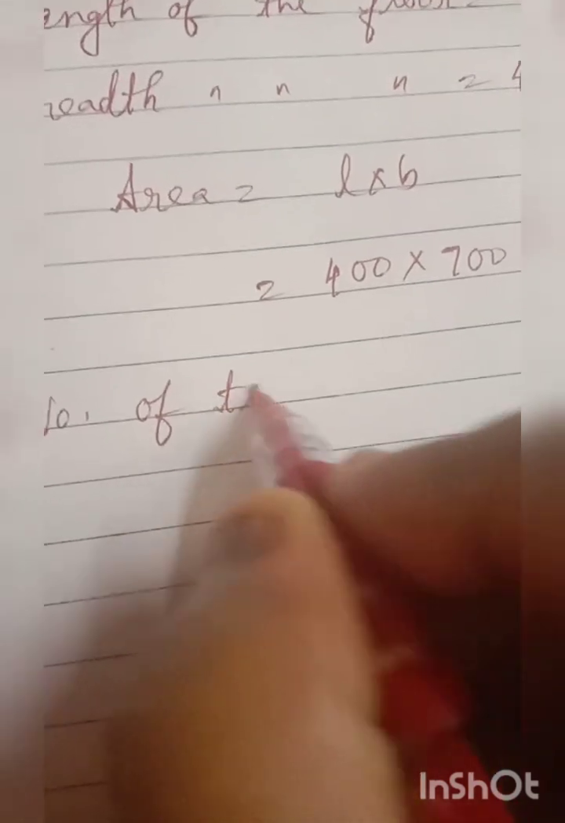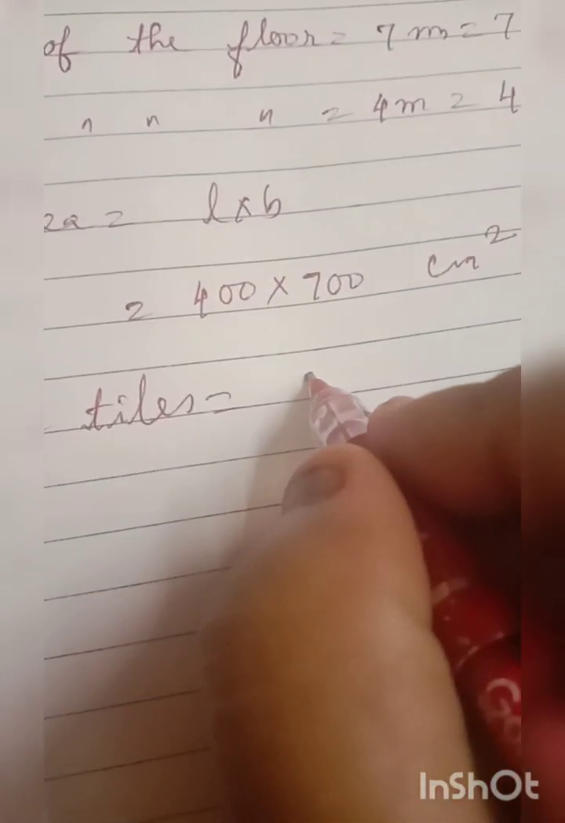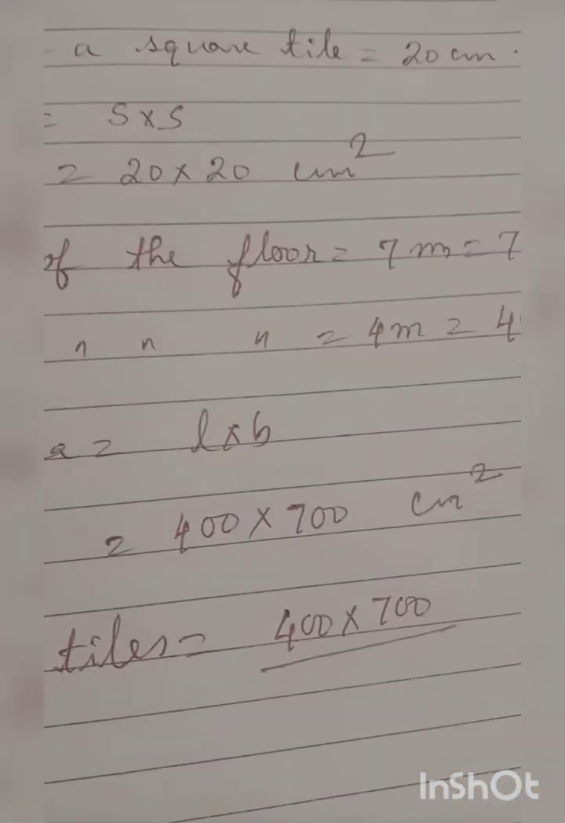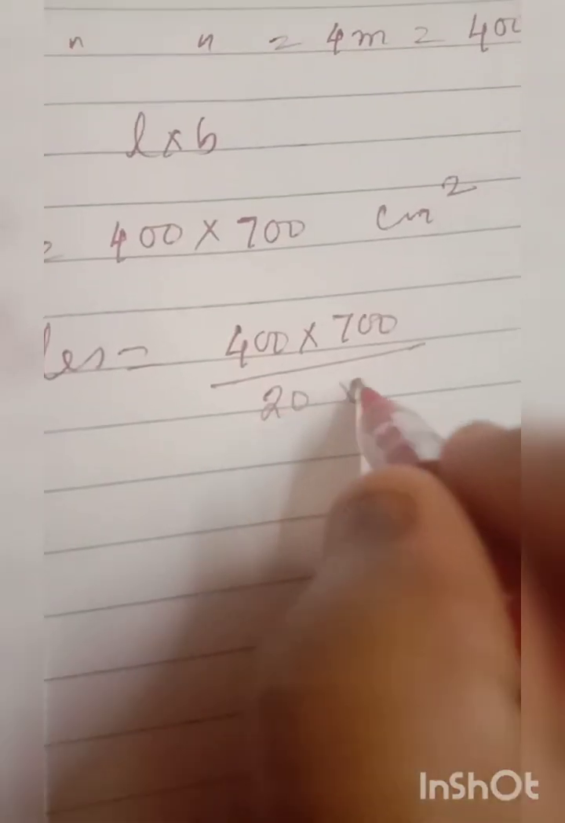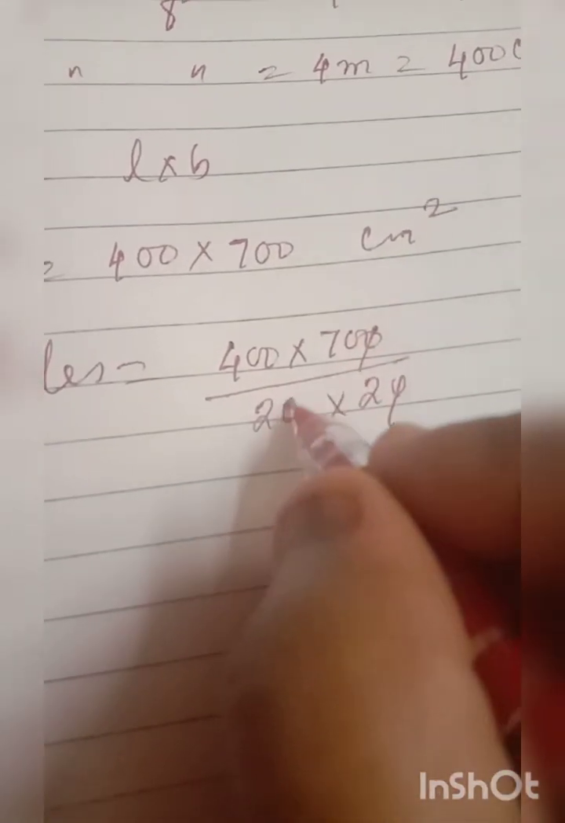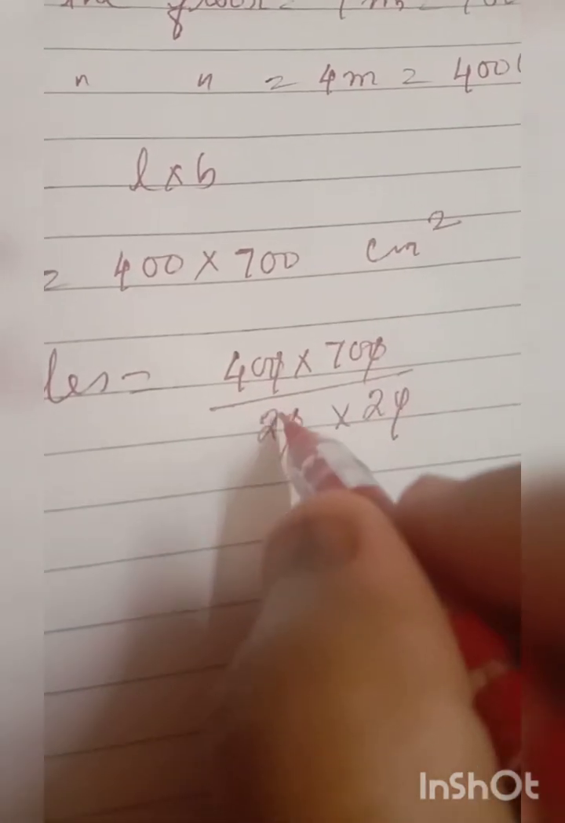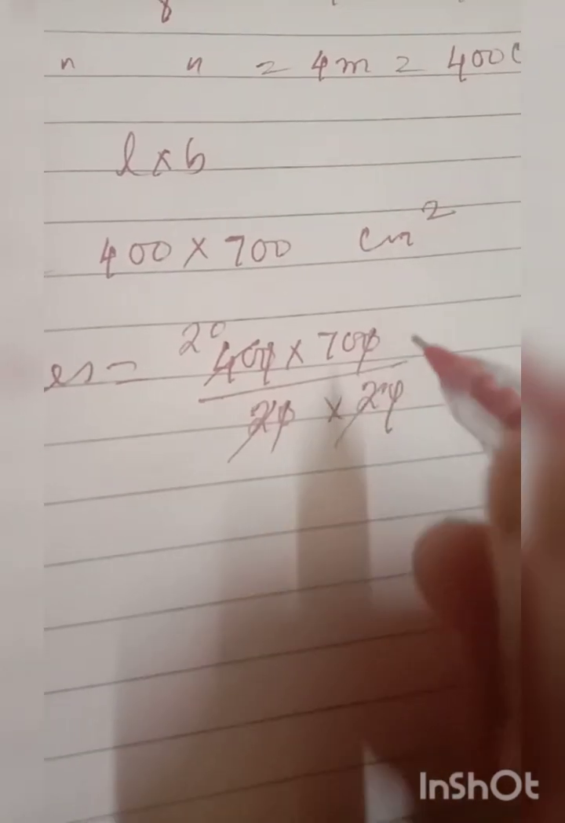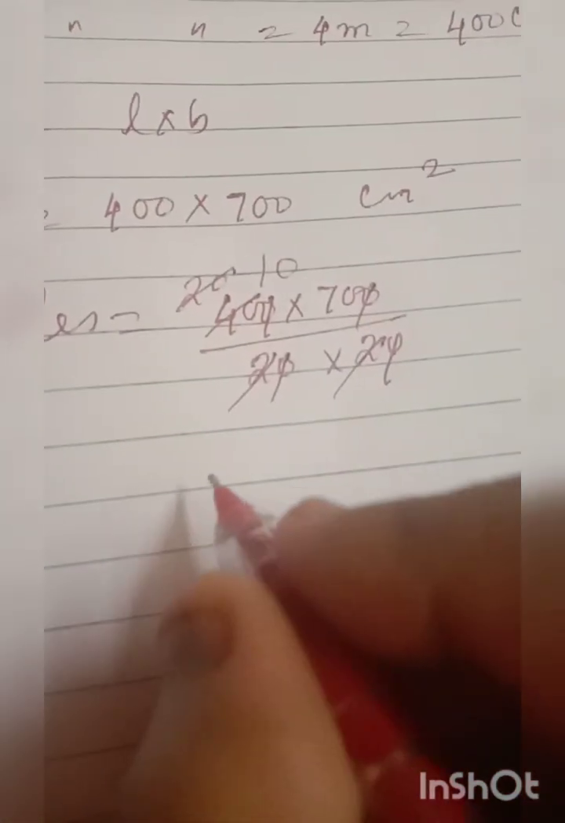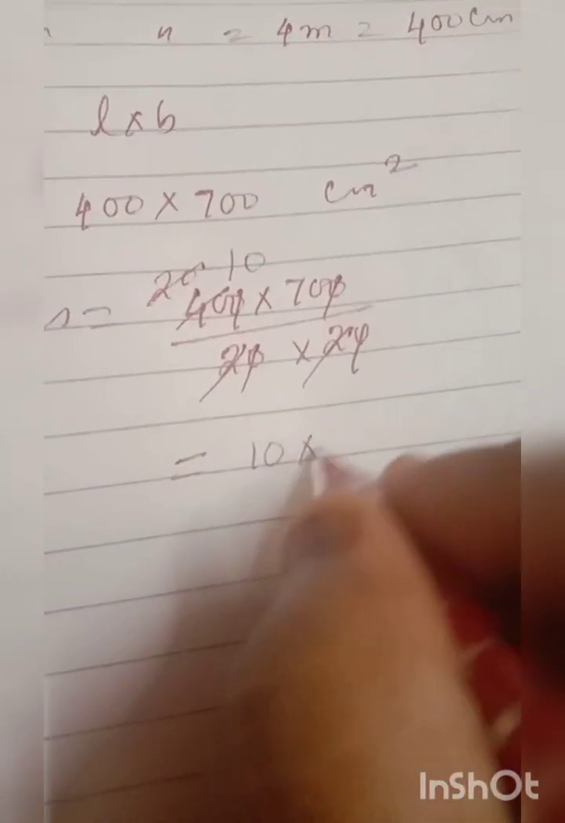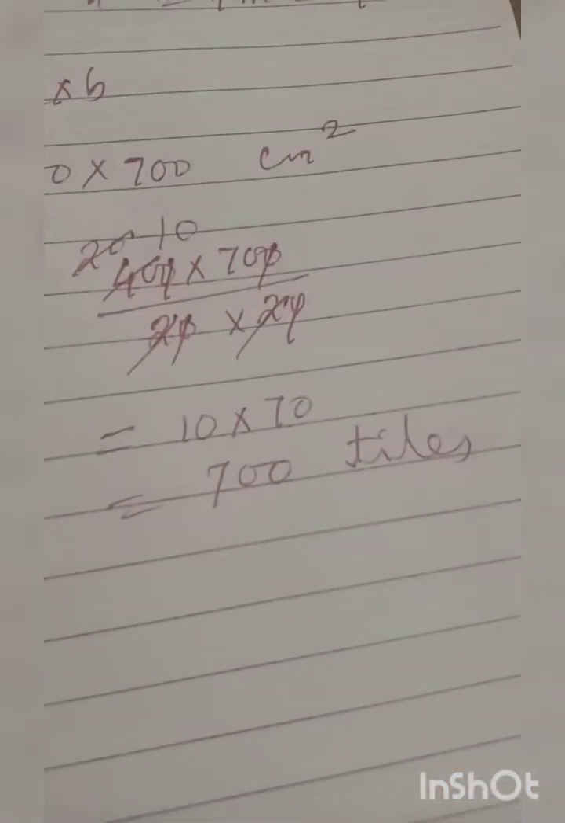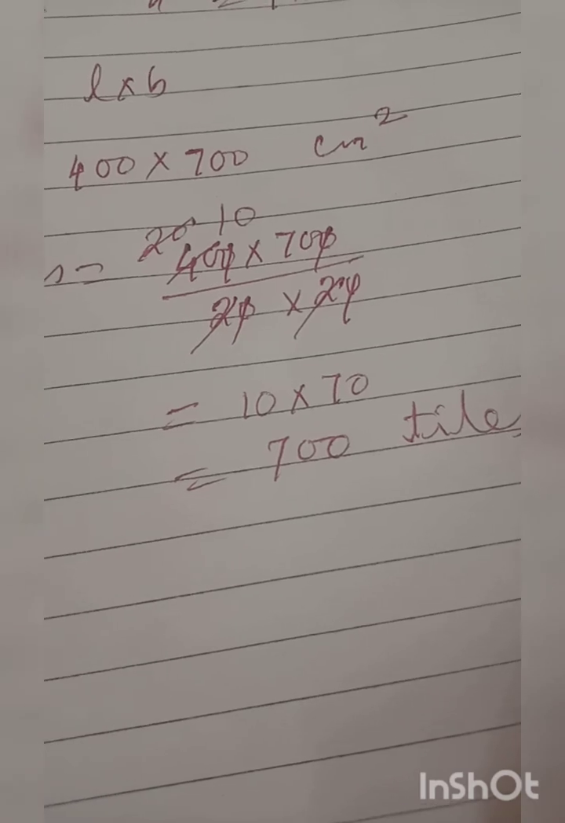Number of tiles equal to 400 multiply 700 upon 20 multiply 20. Cut the zeros. 20 twos are 40. Then 2 tens are 20. So the remaining digits are 10 multiply 70, that is 700 tiles. So the number of tiles required is 700. Question number 4.